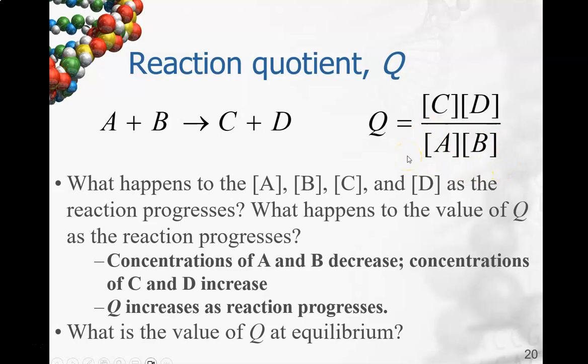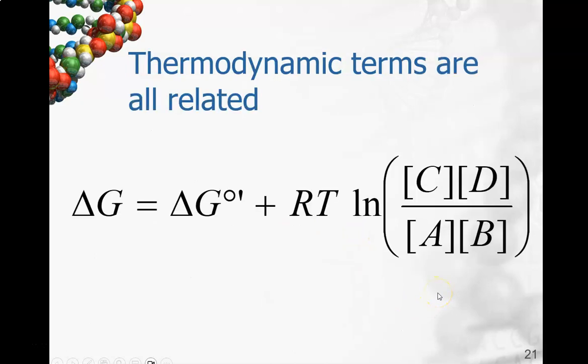that the concentrations of A and B will be smaller as the reactants disappear, and the concentrations of C and D will increase, and Q will continually increase until you get to equilibrium, and then that's where Q equals KEQ. So these terms are all related. So delta G, let's go back.